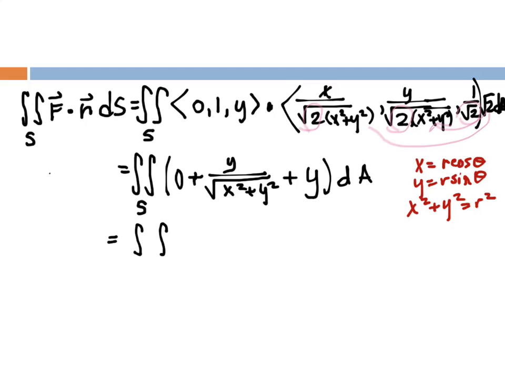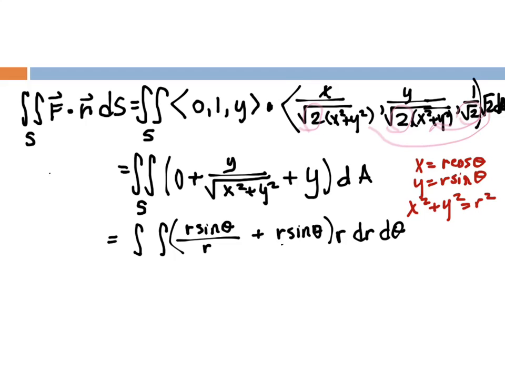So the y is going to be r sine theta on top. This is going to be what in the denominator? It's just r. And then plus r sine theta. That didn't look right. Thank you. R sine theta. And then we're going to have to do this with respect to dr and d theta. Oh, I missed it. You're right. Thank you. We do need a factor of r.